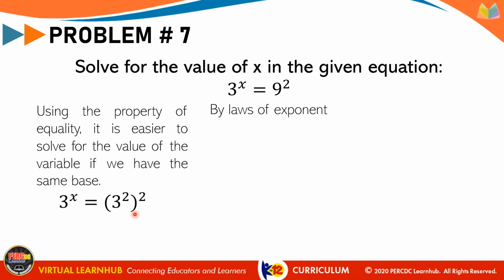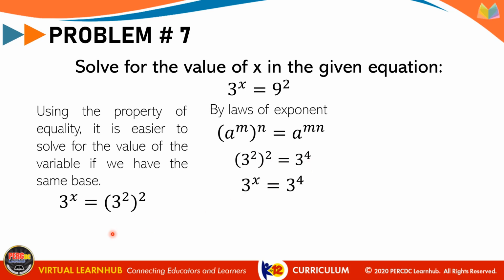By the law of exponents, we know that if we have a raised to m raised to n equals a raised to mn. So, if we have here 3 squared raised to 2, then we have 2 times 2 equals 4. Therefore, we have 3 raised to 4. Now, from here, we will have 3 raised to x equals 3 raised to 4.